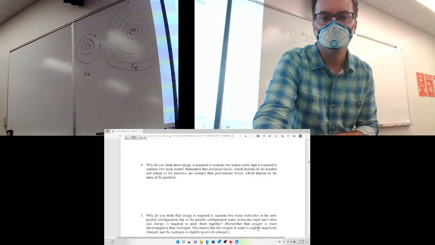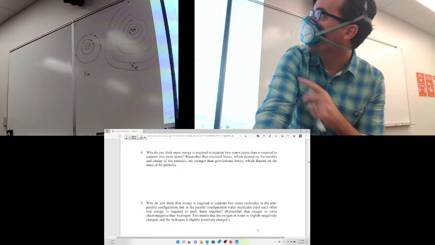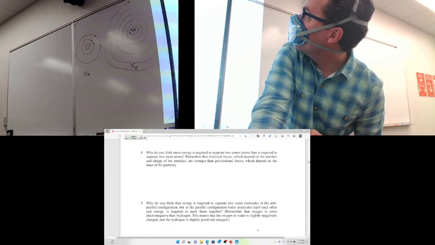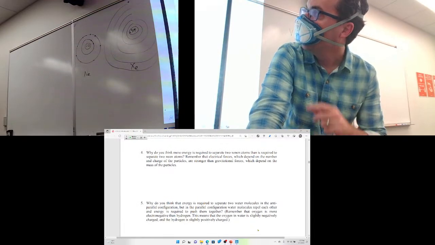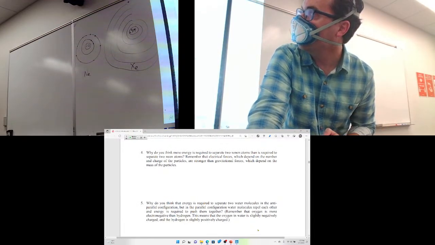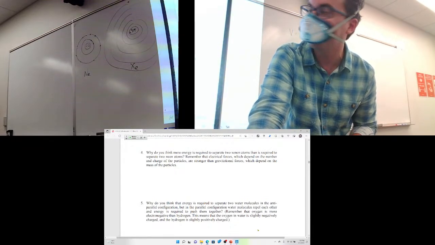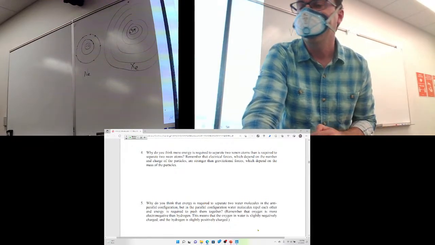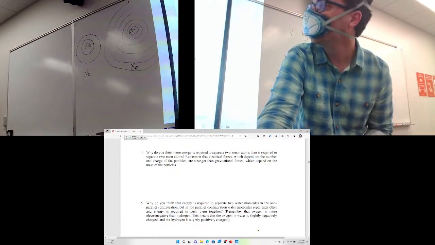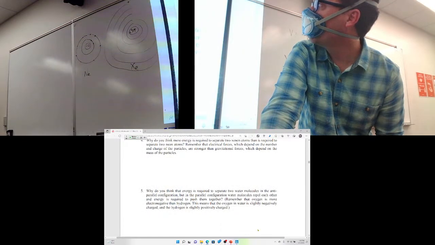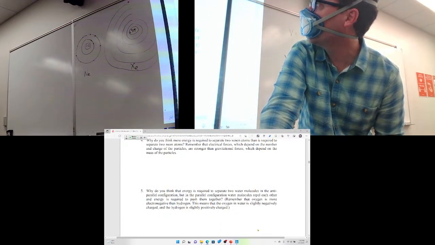We talked about 4, or at least on mine it is 4. Why do you think more energy is required to separate two xenons? So it's all about the polarizability of the electrons. Those outer electrons on xenon are a lot easier to distort. They are more loosely held. Why do you think that energy is required to separate two water molecules in the anti-parallel configuration, but in the parallel configuration, water molecules repel each other?